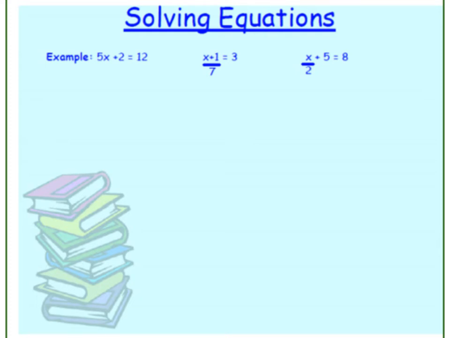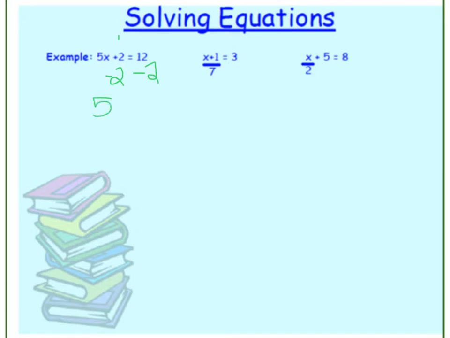When solving equations, basically you're getting the x or the variable by itself by moving everything away from it using inverse operations. So looking at example 1, I'm going to take this 2 because it's not currently touching the x, and I'm going to move it over to the other side by using an inverse operation. So it's a positive 2, so I'm going to subtract 2 to both sides.